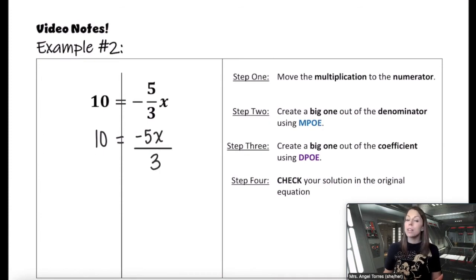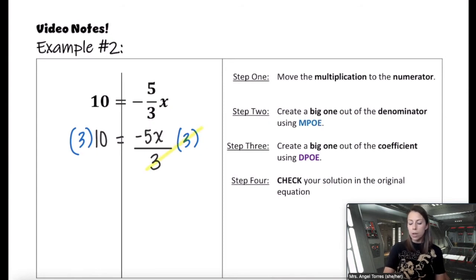And now we can move on to step 2 because I've taken this equation and turned it into a quotient. Step 2, we're going to multiply both sides by the denominator to make that big 1. Since the denominator here is 3, we're going to multiply both sides by 3. 3 and 3, that makes a big 1. And my new equation is, well, 3 times 10 is 30. And on the right side I have negative 5x.